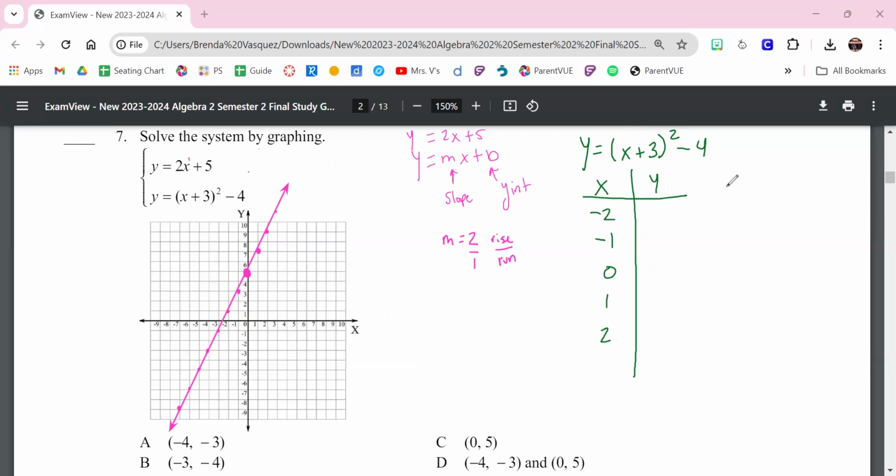I'm going to do my work here. y equals (-2 plus 3) squared minus 4. Negative 2 plus 3 is 1. 1 squared is 1, minus 4 is negative 3. So whenever my x is -2, my y is -3. So let's plot that point. At -2, it is -3.